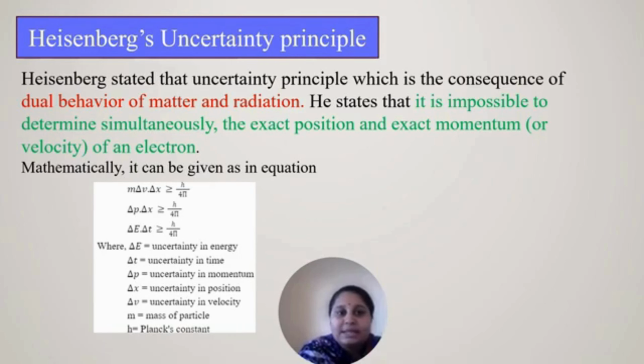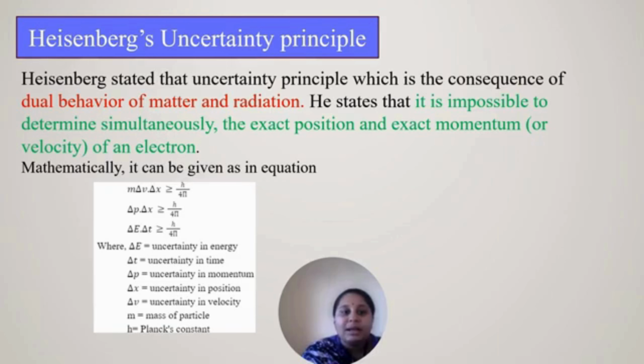So, Heisenberg stated that the uncertainty principle is the dual behavior of matter and radiation. And he also stated that it is impossible to determine simultaneously the exact position and exact momentum of an electron. So, for an electron, you cannot determine where it is present and at what motion, or at what speed it is moving.